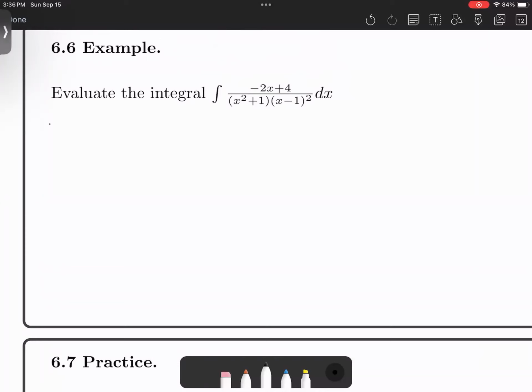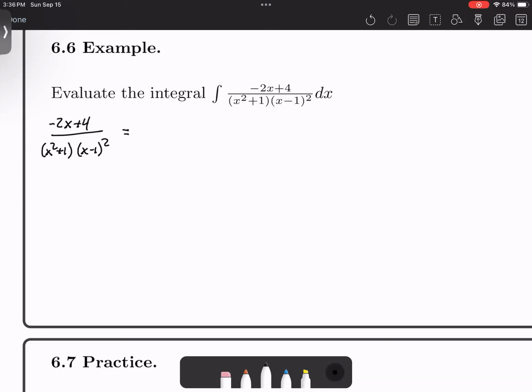So let's take our integrand, minus 2x plus 4, over x squared plus 1 and x minus 1 squared. And our first thing that we should do, as always, is try to factor that denominator as much as possible. But this denominator is already factored as much as possible. Here, the linear factor x minus 1 is occurring twice. And even though x squared plus 1 is a quadratic, it is not going to break down further. The x squared plus 1 parabola does not touch your x-axis. It doesn't have any real zeros. So it is irreducible.